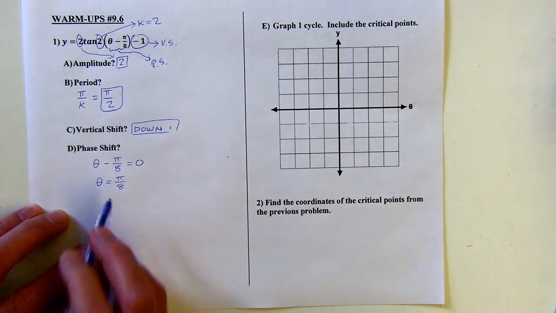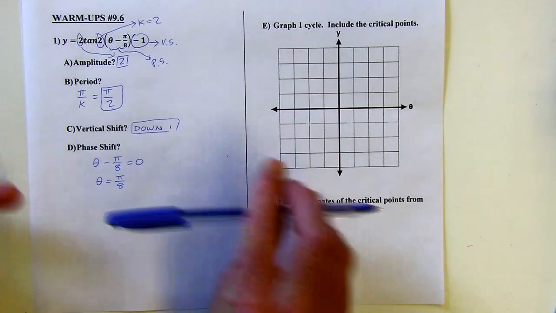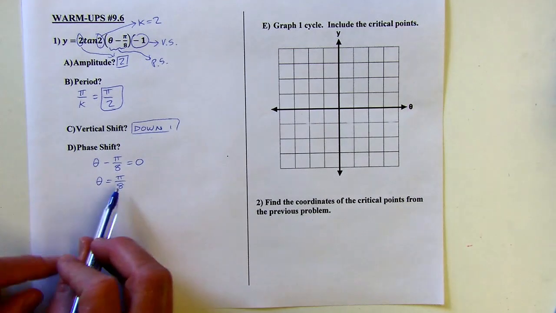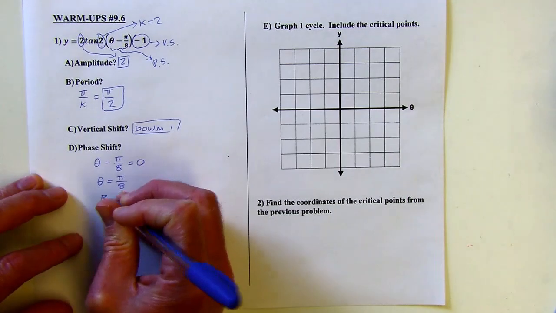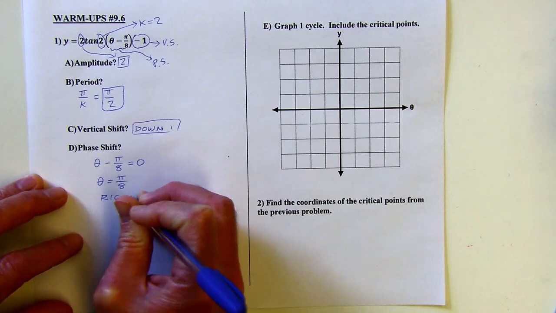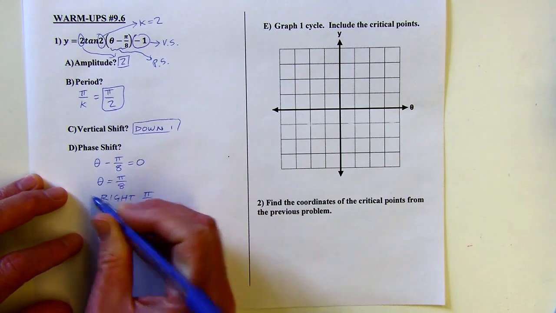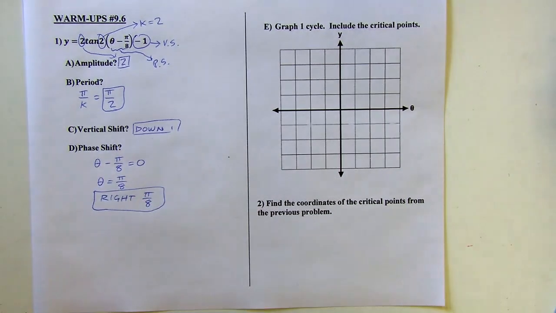So since this is positive, phase shift is shifting left and right. It's like a horizontal shift. So when it's positive, it's going to go to the right. If it were negative, it would go to the left. So this is going to go right pi over 8 units. You could just say pi over 8, but I'm just putting right in there so I remember which way to shift it. Okay. All right, so let's start graphing.